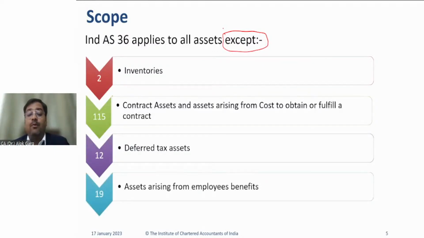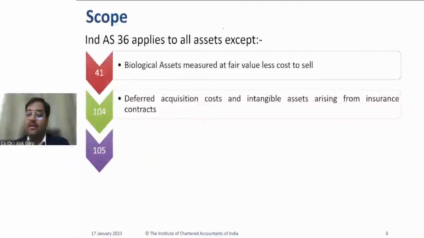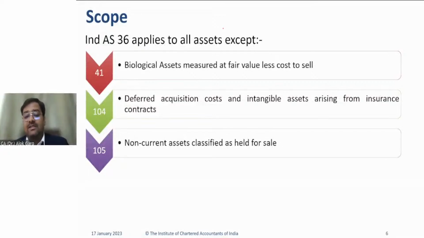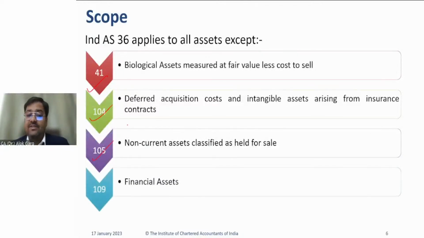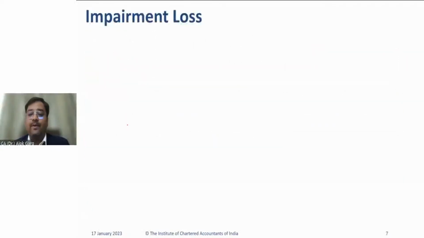Assets arising from employee benefits have to be measured at fair value. It is taken care of by Ind AS 19 itself. Contract-related assets are taken care of by Ind AS 104 itself. Non-current assets classified as held for sale, as I told you, are taken care of by Ind AS 105 itself. Financial assets are taken care of by Ind AS 109 itself. I hope it is clear to all of you so far.